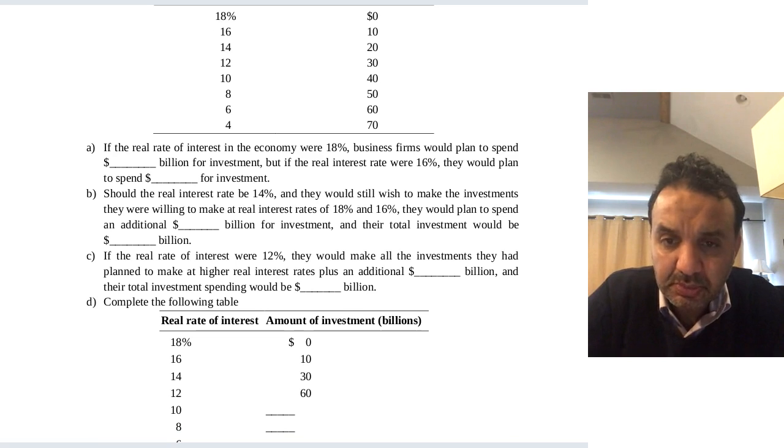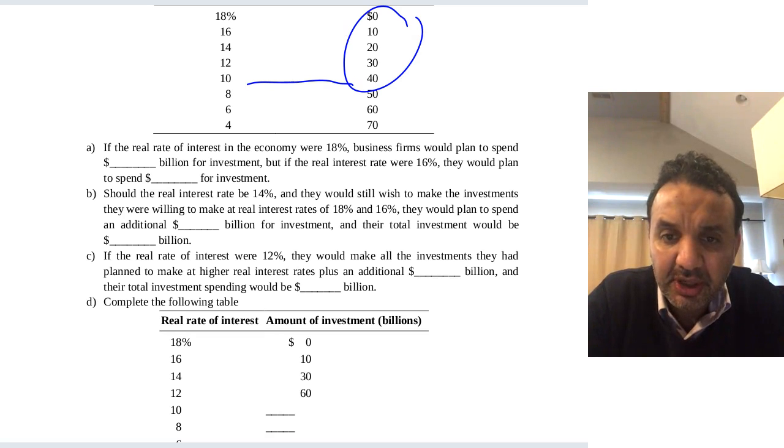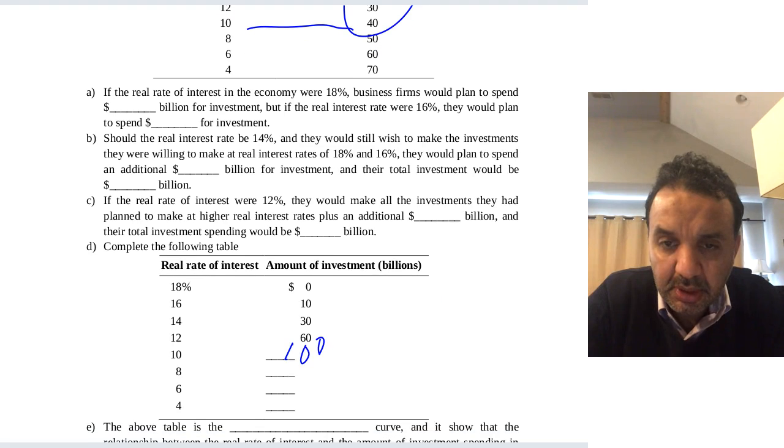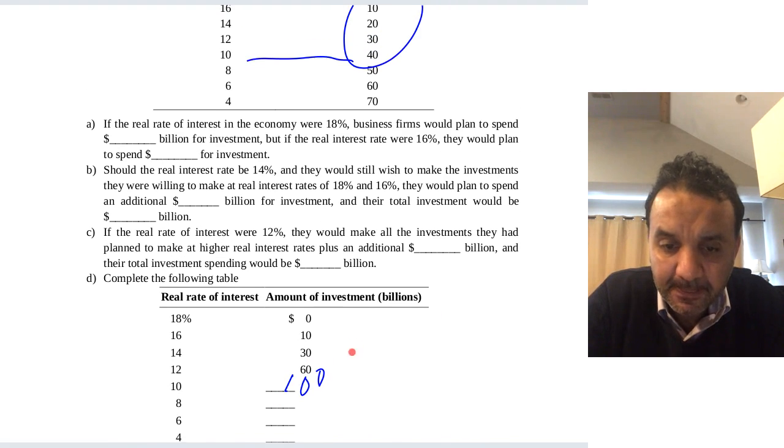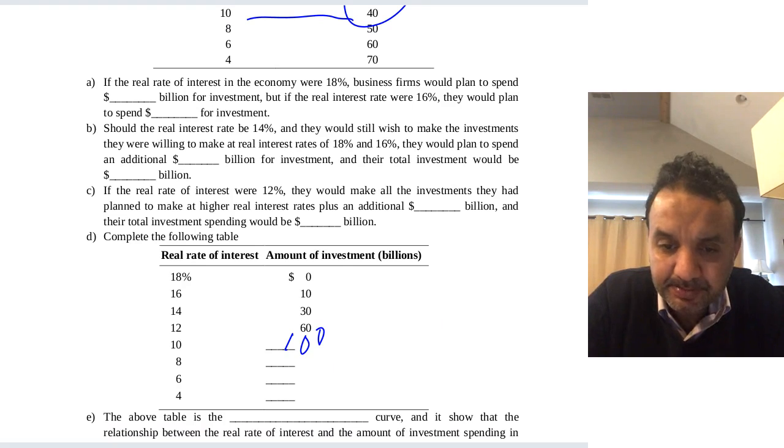What about the 10%? Here you should add all of this. 0 plus 10 is 10, plus 20 is 30, 60, 40 more is 100, then 150, then $210, and then 280.